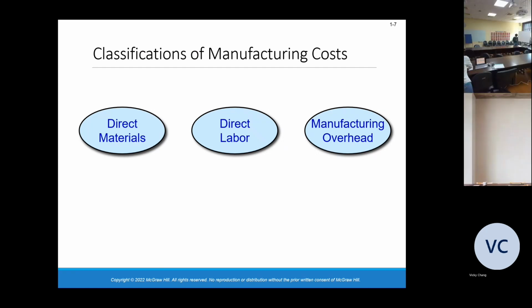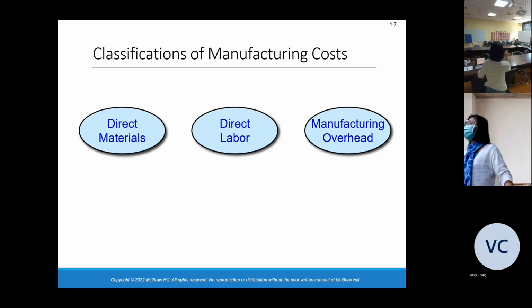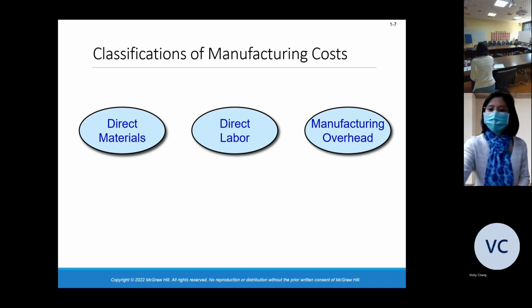Okay, I think we continue. So there are 3 classifications for manufacturing costs: direct material, direct labor, and manufacturing overhead. You have to memorize these 3 terms.